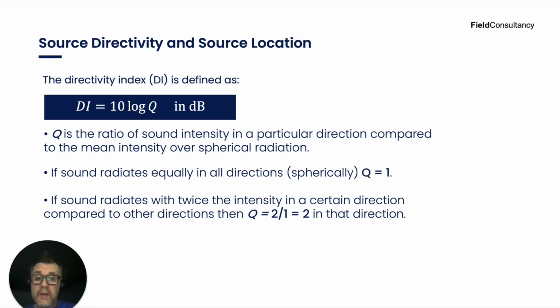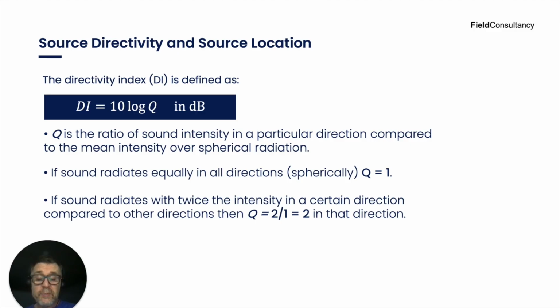directivity index. So the directivity index is defined as DI equals 10 log Q, in decibels, where Q is the ratio of sound intensity in a particular direction compared to the mean intensity over spherical radiation. Of course, if sound radiates equally in all directions, spherically, Q would equal 1. So if you substitute Q equals 1 into that equation for directivity index, the directivity index would be 0.